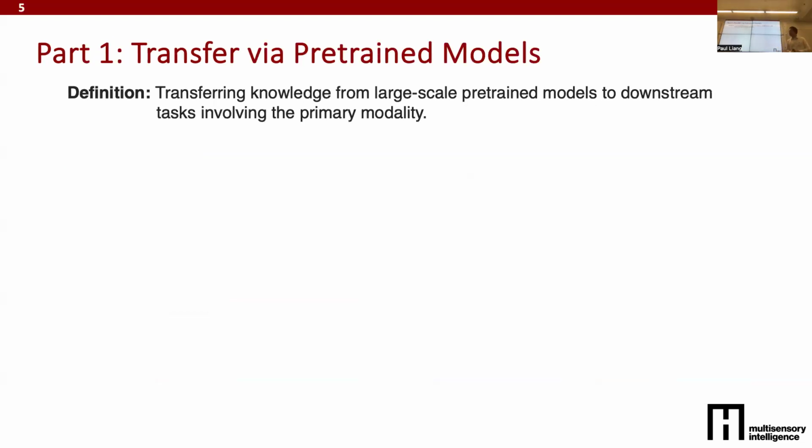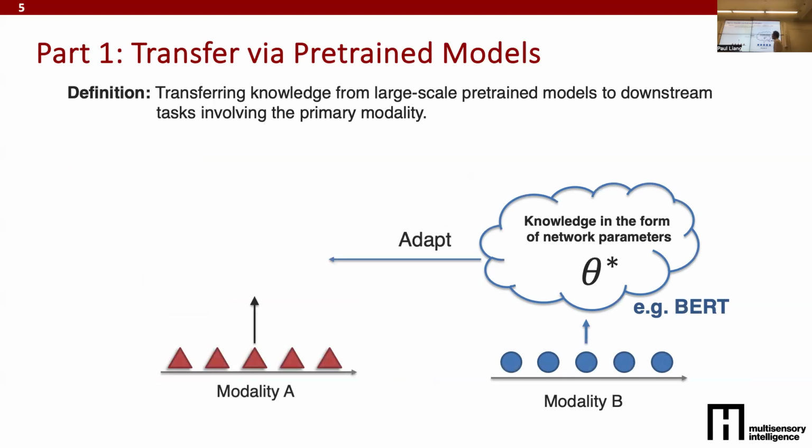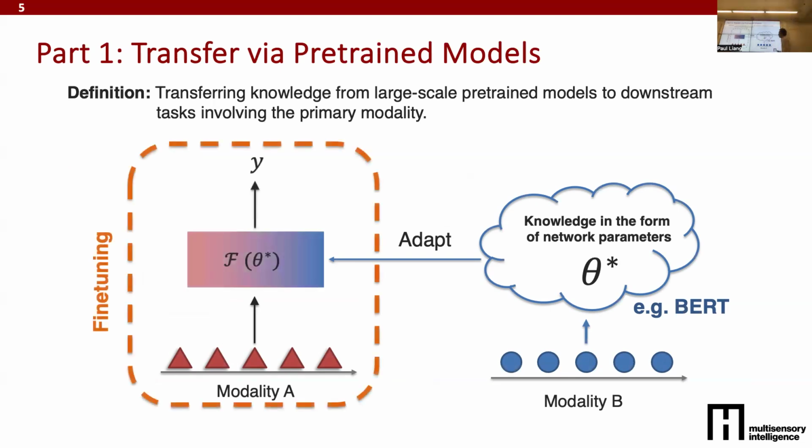So first part, transfer via pre-trained models. In this setting, you often have some large model with a large amount of information stored within its parameters, for example, BERT, LLM. And the goal is to transfer that information by adapting it in some way to the modality that you care about, which is probably going to be different from the pre-training distribution. And the goal is to really adapt that model, which we call fine-tuning, for some specific task.